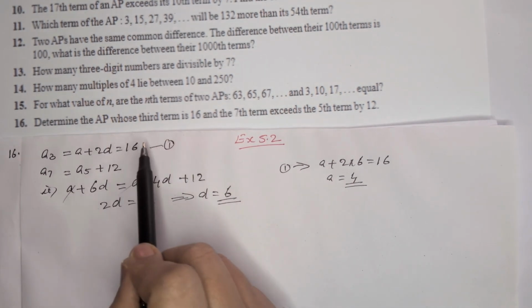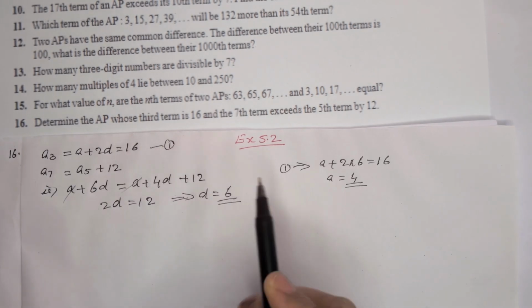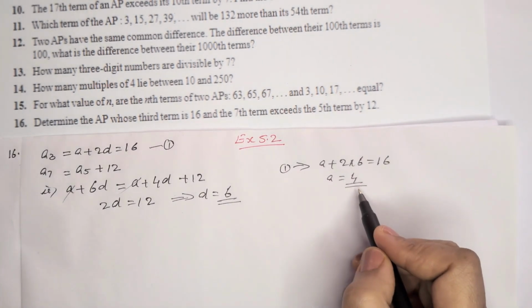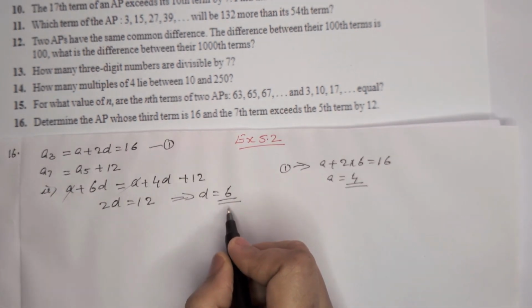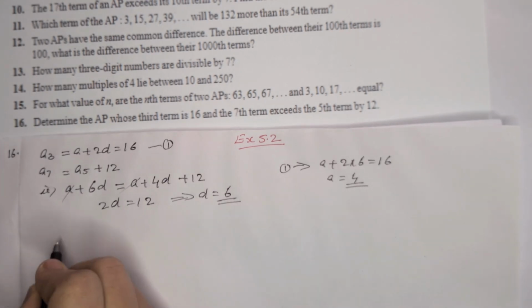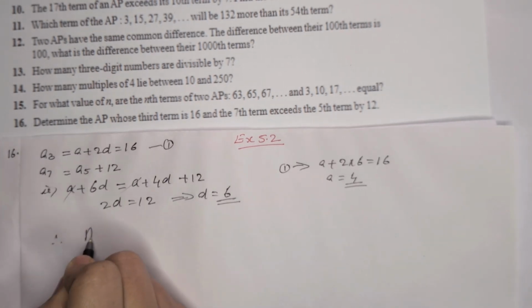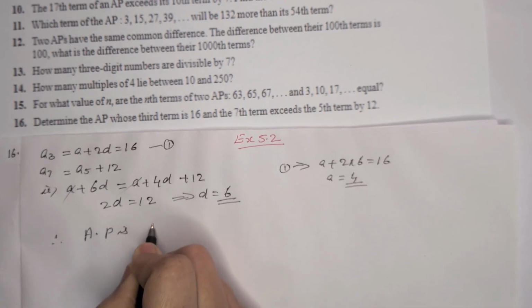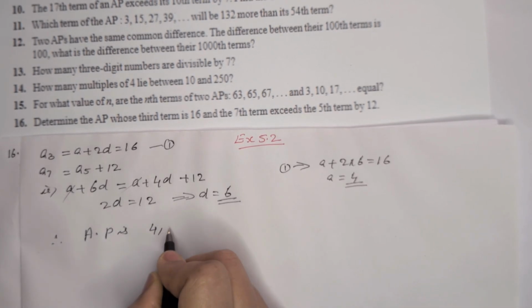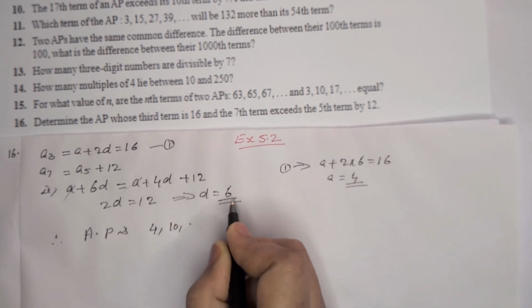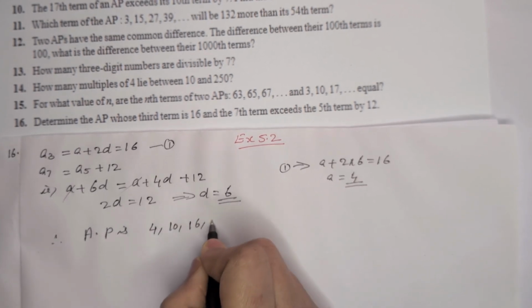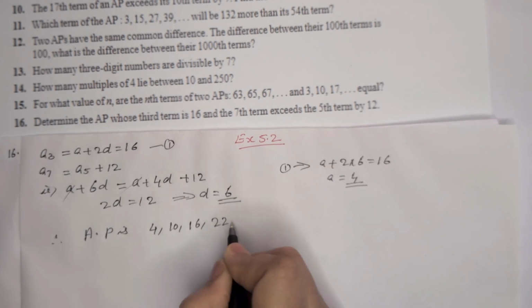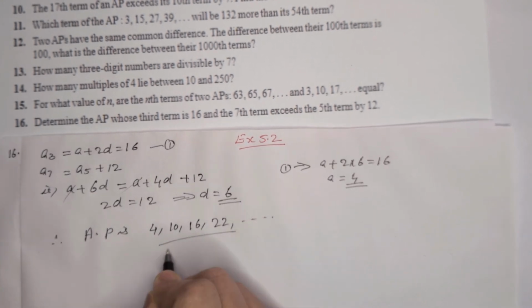Now determine the AP. So now we got a is equal to 4 and d is equal to 6. We can write the AP. Therefore, the AP is: first term 4, then a plus d, that means 4 plus 6, 10, then 10 plus 6, 16, 16 plus 6, 22, etc.